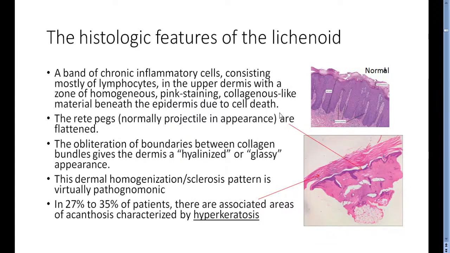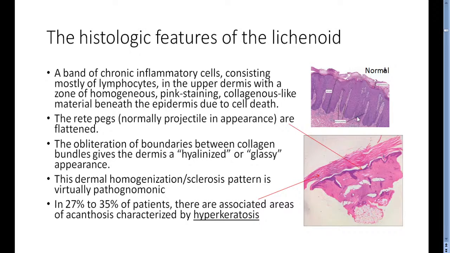What can we see during the histological examination? A band of chronic inflammatory cells consisting mostly of lymphocytes in the epidermis, with a zone of homogeneous pink-staining collagenous-like material beneath the epidermis due to cell death. The rete pegs, which normally are projectile in appearance, are flattened, like shown on the lower picture. See, those rete pegs are flattened. And on the upper picture, they're quite prominent.